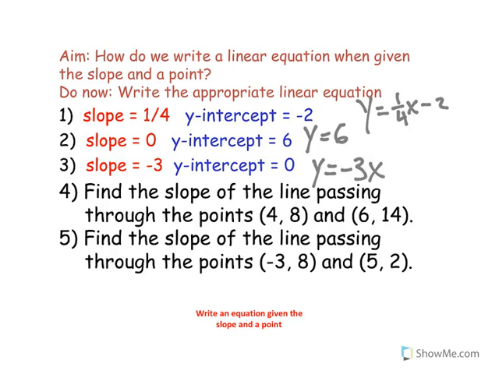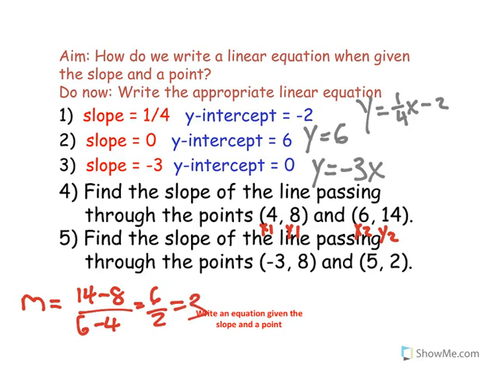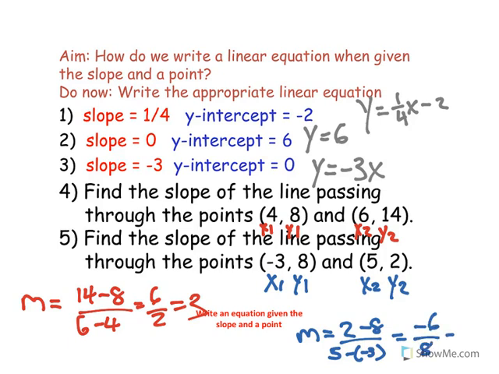The next one wants us to find the slope. So if we're going to label these as x1, y1, and x2, y2, when we do y2 minus y1 divided by x2 minus x1, this should be 6/2, which is 3. And for number 5, I'm going to do x1, y1, x2, y2. So m is equal to y2 minus y1 divided by x2 minus x1, which is going to be -6 divided by 8, which we could simplify as -3/4.